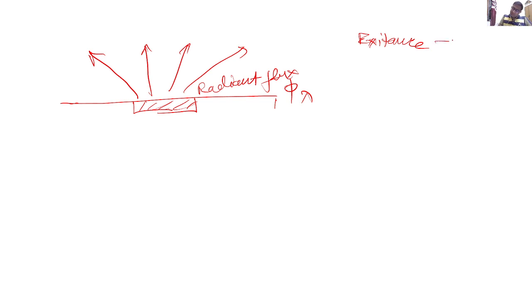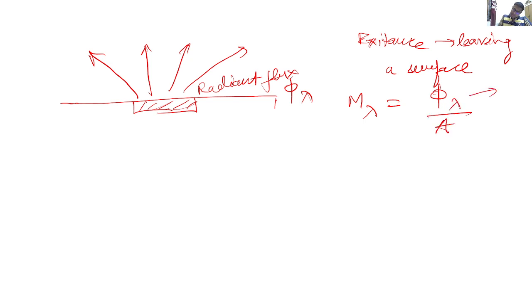Exitance, which is the radiation leaving a surface, is, let us say, M lambda, which is phi lambda by A, and it is measured in terms of watt per meter square. Now the radiance, another very important parameter, which is finally detected by the sensors of the satellites, and that is why it becomes very important.